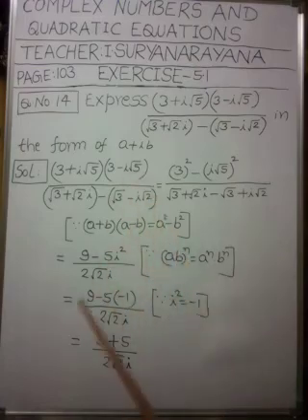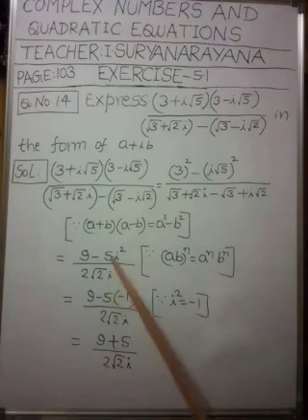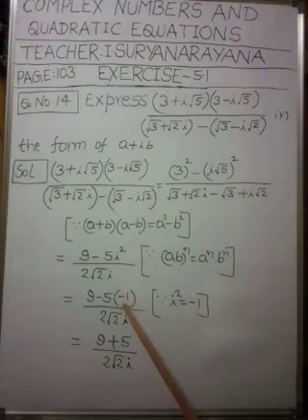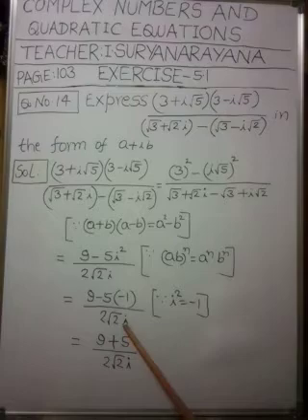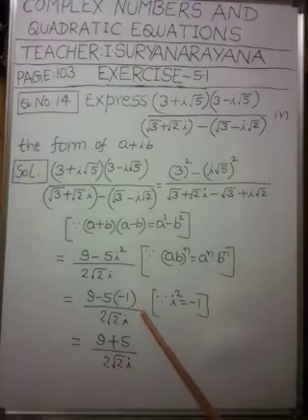Right. That is equal to, come to the numerator, 9 minus 5 into, what is the value of i square? Minus 1. Understood this part, my children? We wrote i square value here, whole divided by 2 root 2i. Understood this step, my children? Because i square value is minus 1. By using this result, we wrote this part. Understood this step, my children?